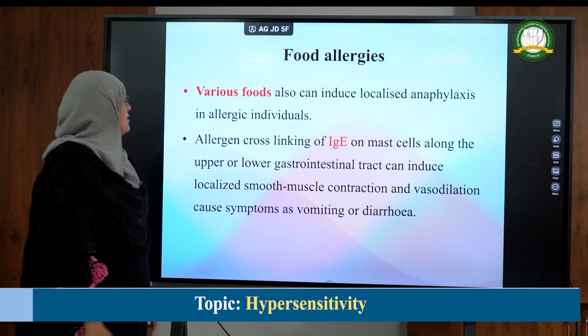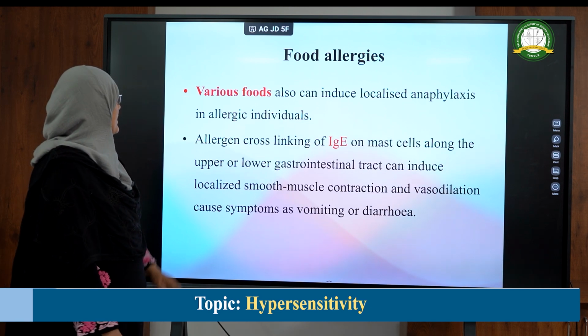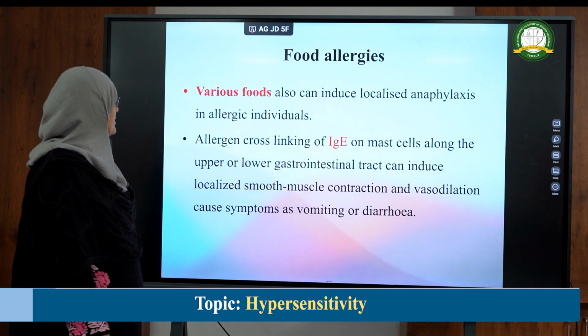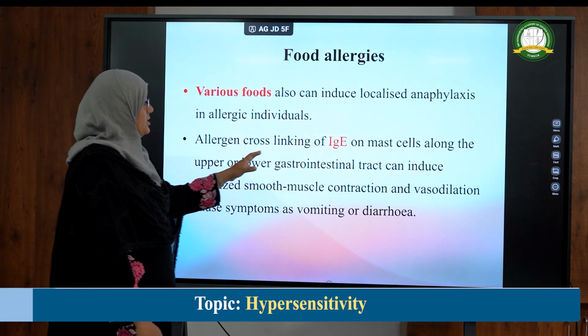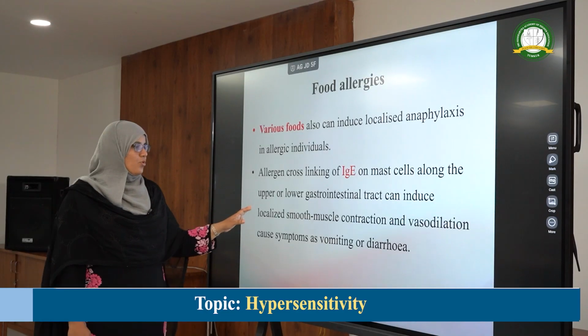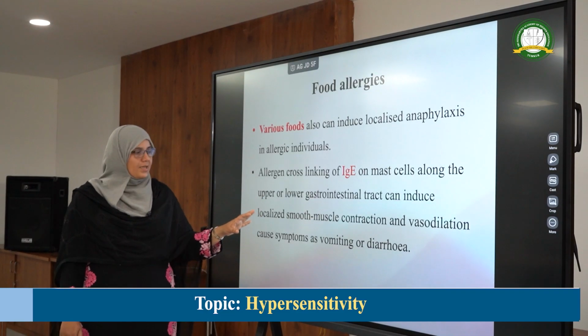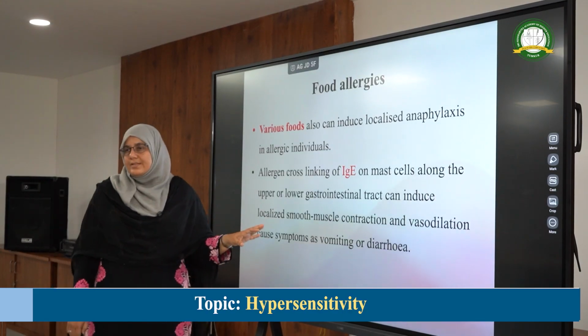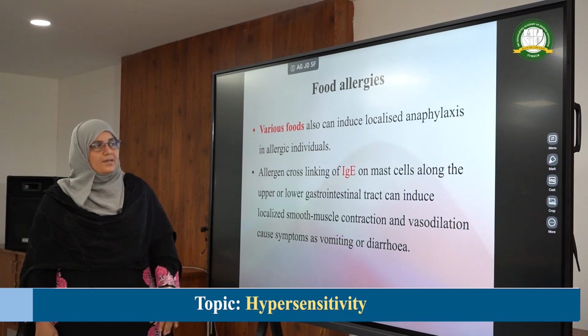So food allergies. Various foods also can induce localized anaphylaxis in allergic individuals. Allergen cross-linking of IgE on the mast cells along the upper and lower GI tract can induce localized smooth muscle contraction and vasodilation. They cause symptoms of vomiting and diarrhea.